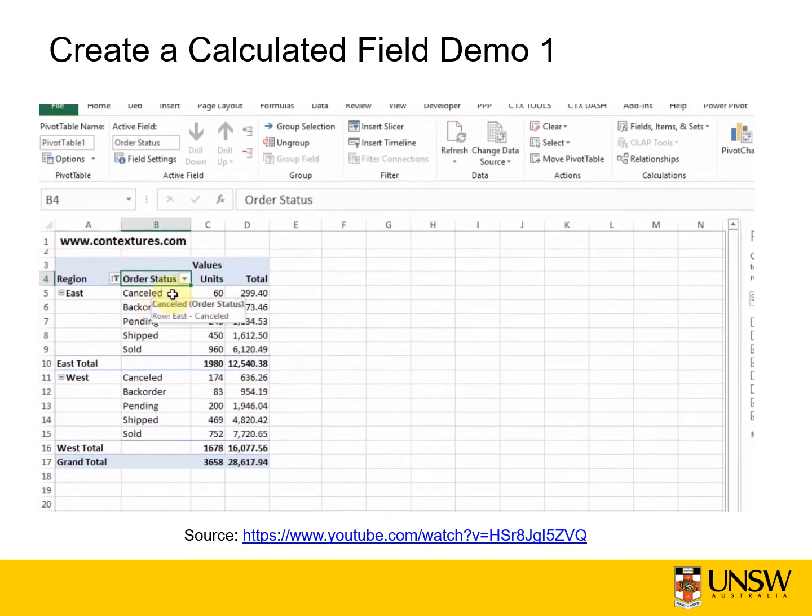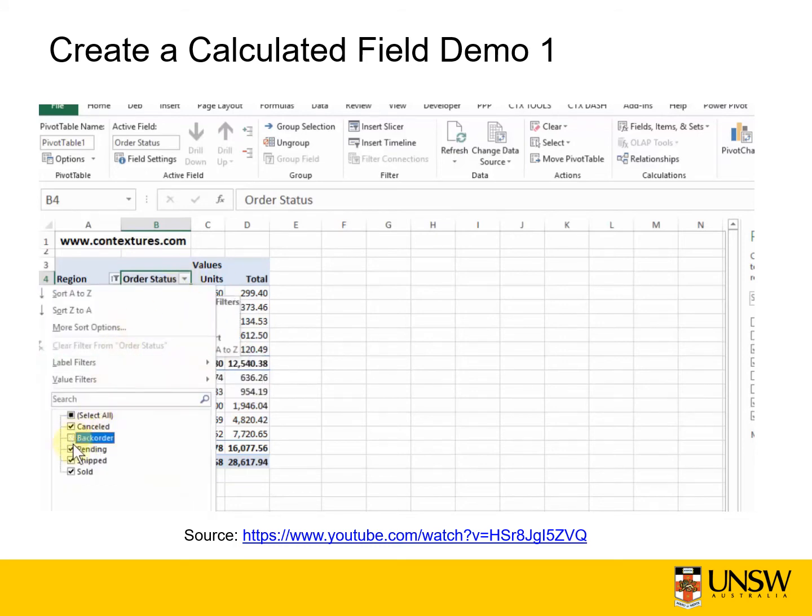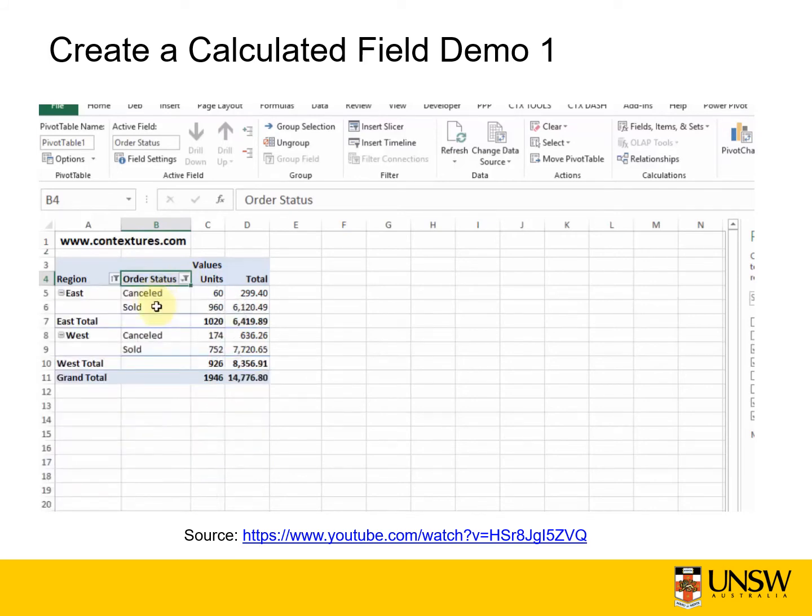Now what's happened is it still has canceled, our other 3 items, and sold. So we're getting double the amount for each of these items. So the last step here would be to hide the 3 items that are being included in sold. And now we just have canceled and sold. So that's a very simple calculated item.